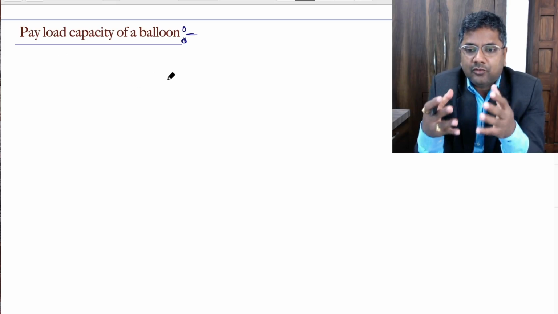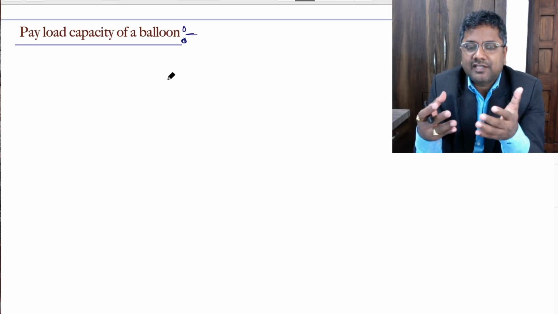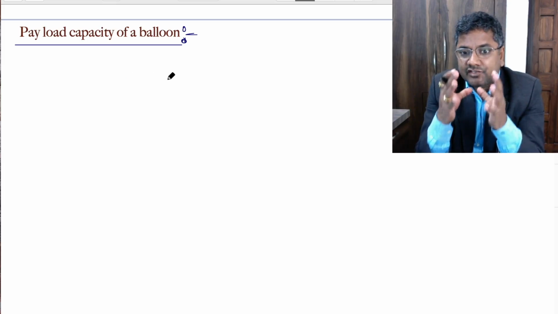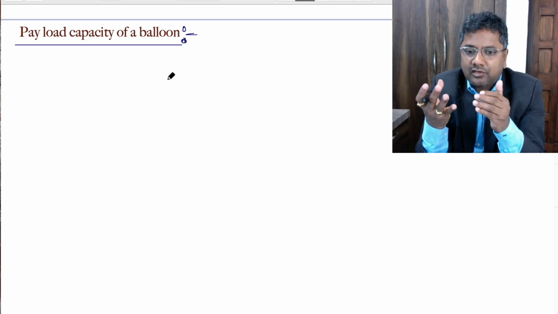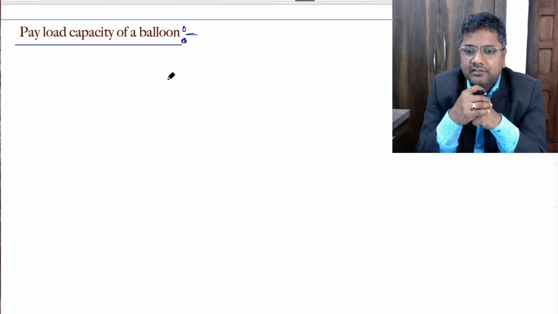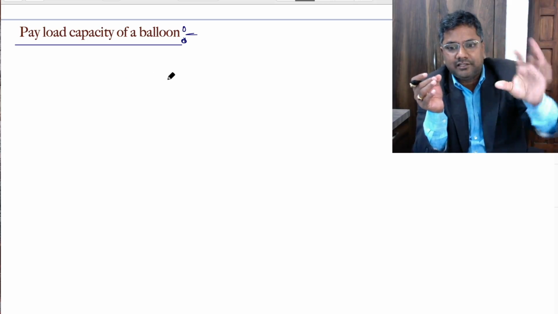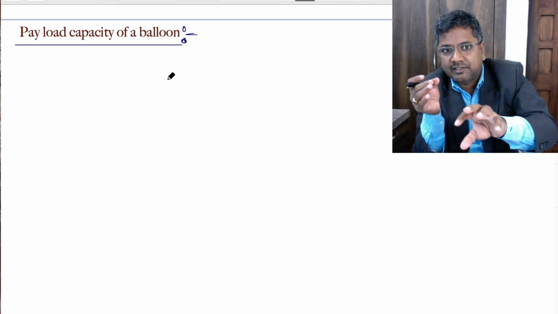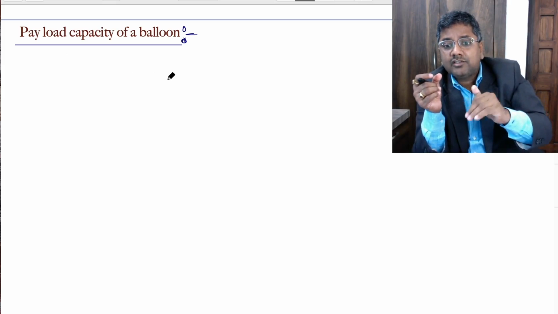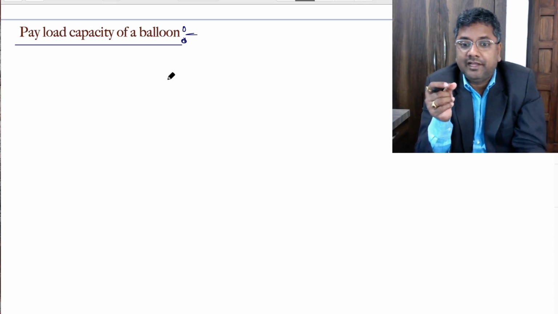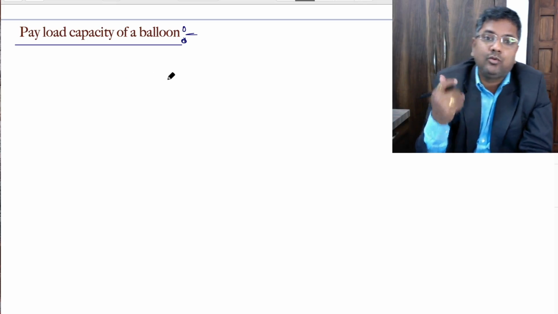What is the meaning of payload? It is the additional weight that any balloon or any missile can lift in air. There is some weight of the balloon, and some weight of the gas inside the balloon, right? But along with the mass of gas inside the balloon and the mass of the balloon, whatsoever additional weight can be lifted by any balloon is known as payload capacity.